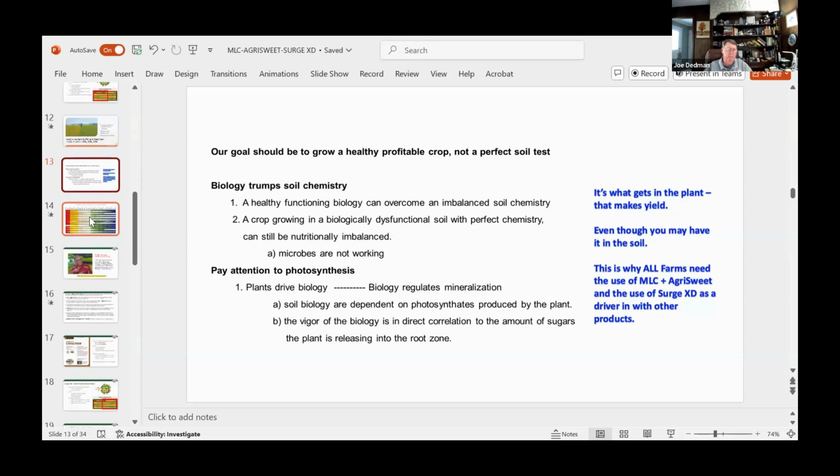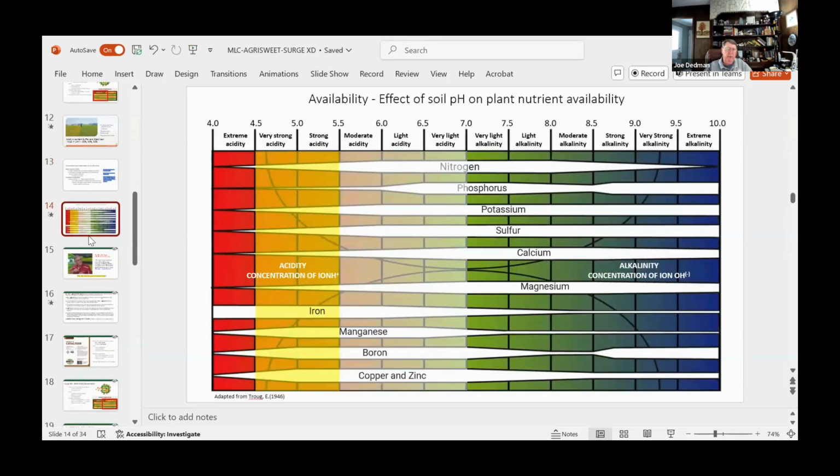with other products to help increase the efficiency of everything they're using on the farm to make it way more beneficial. We know that pH plays a huge role in here, right in the center where you see the kind of faded white area. That's where we want to be. That's where the most nutrients become available.